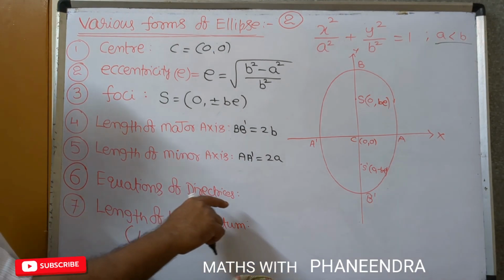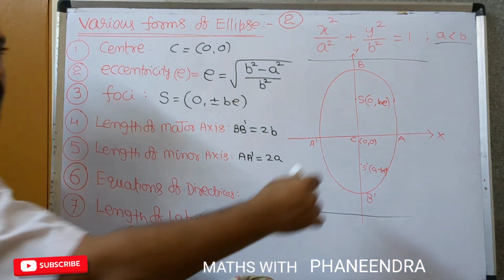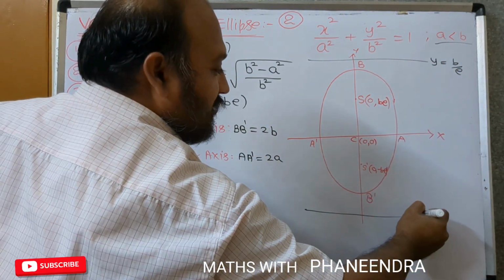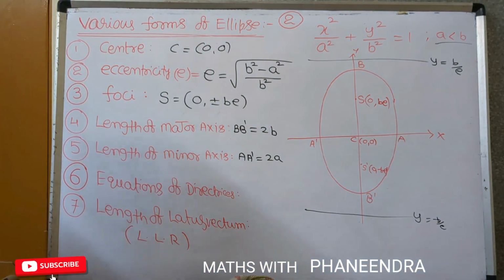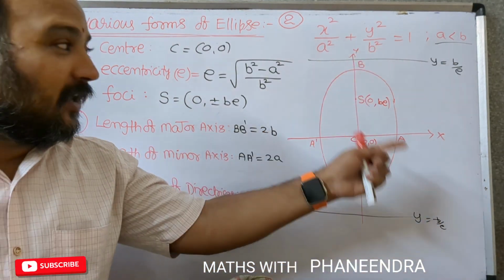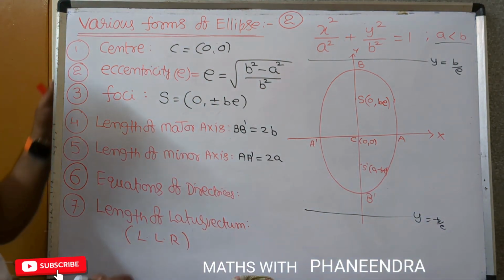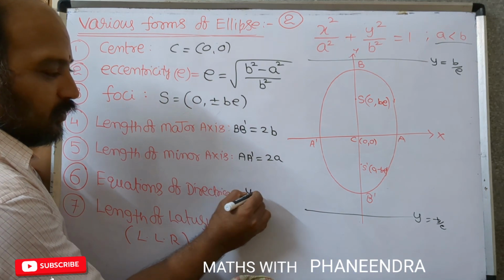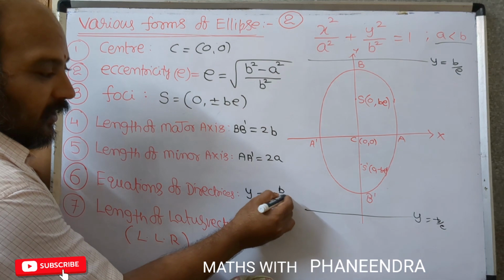Next, equation of directrices. These are the directrices which are parallel to the x-axis: y is equal to B by E, y is equal to minus B by E. Previously, x is equal to A by E and x equal to minus A by E. But in the A less than B case, the directrices are parallel to the x-axis, so the equation of directrices is y equal to plus or minus B by E.